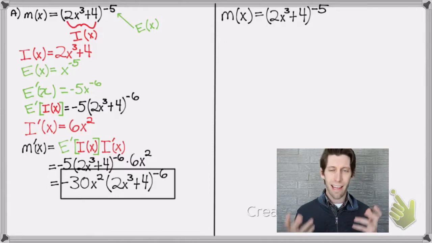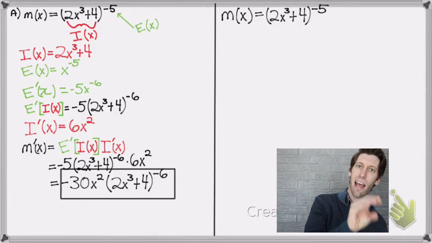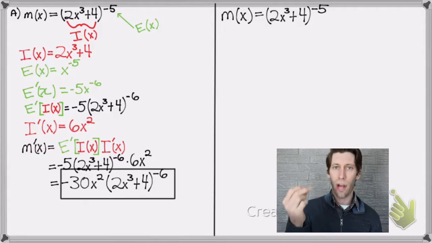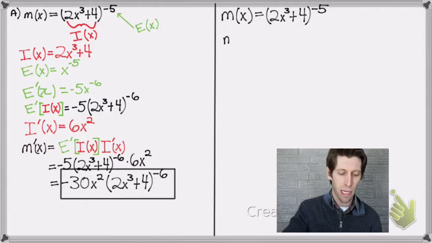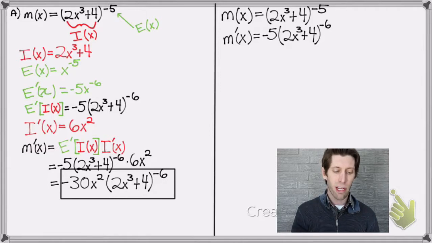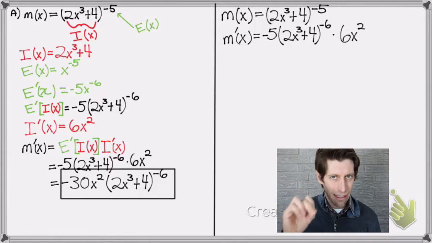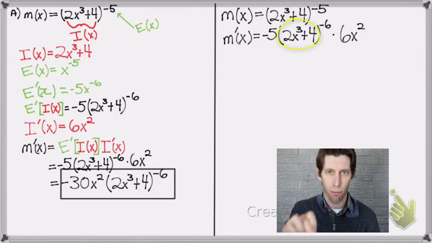So we're going to treat this exactly as if it were just a power function. We're going to take that minus 5 and slide it down in front, and subtract 1 from the exponent that used to be there. What we end up with when we do that is minus 5 times the quantity 2x cubed plus 4 all raised to the minus 6th power. Now you'll notice there that I did not touch the interior function. It remains 2x cubed plus 4.